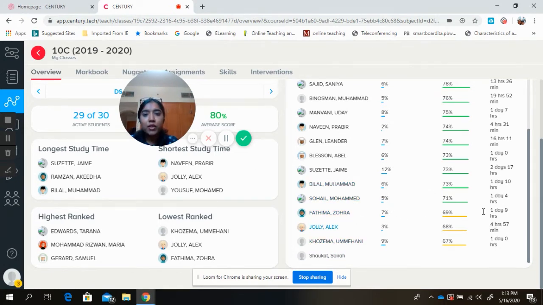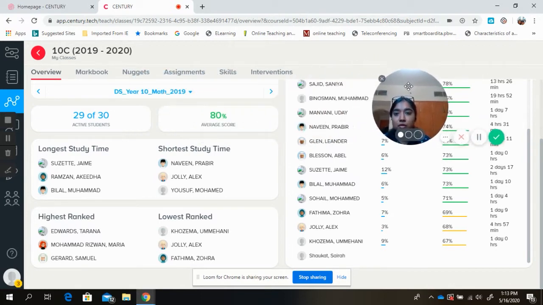An interesting fact over here is, even though there are some people who have less study time, their average score is still fine. So it depends on the analysis. You need to go into further analysis to see what else you could do to improve their scores.